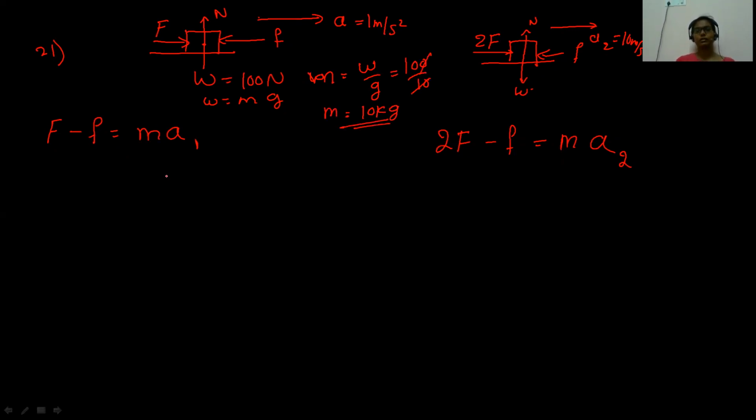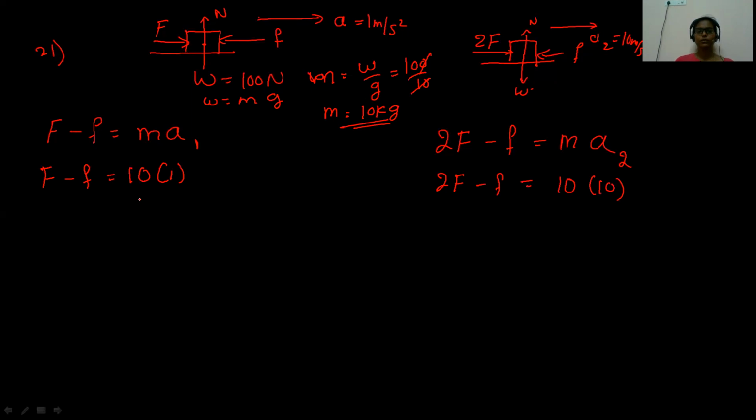Use this mass. The mass of the block is the same in both conditions. So F minus f is equal to 10 kg into acceleration. In the first condition it is 1. In the second condition, 2F minus f is equal to mass, 10 kg, into acceleration, which here is 10. This is the condition.